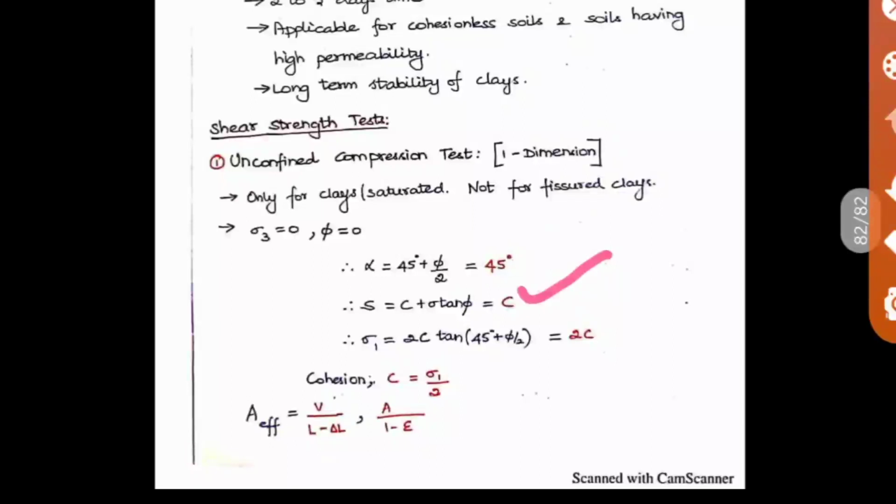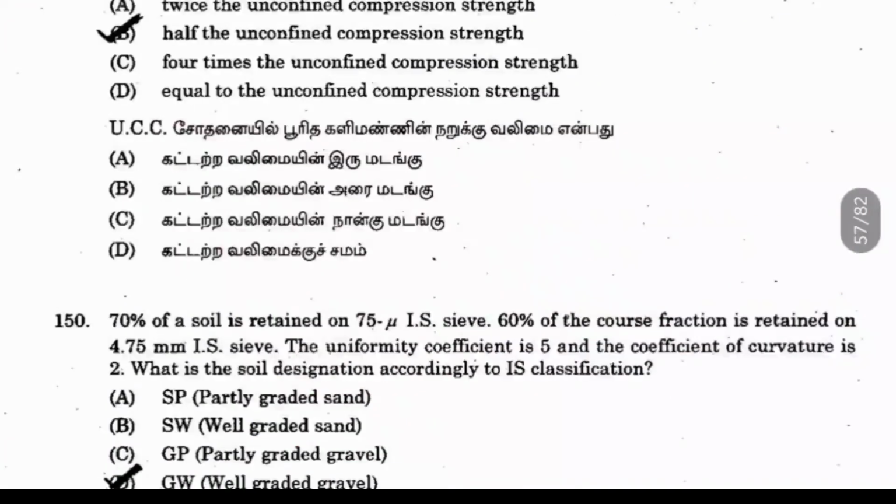It is also said that sigma 1 is equal to 2c tan of 45 degree plus phi by 2. When phi is equal to 0, you will get tan 45 alone, so it is 1. So sigma 1 will be equal to 2 times the cohesion. Here they have asked in terms of the stress, so you should write C is equal to sigma 1 by 2. The reverse also they will be asking: the stress will be equal to how much times the cohesion. If that is the case, you should write it's twice the cohesion or twice the shear strength. So here option B is the answer.